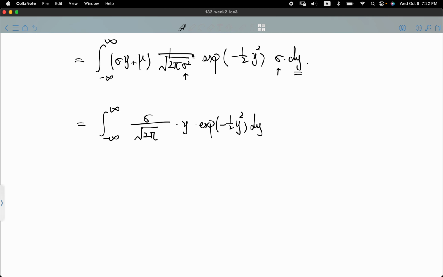So that's the first part. And then you also have an integral for mu over the square root of 2 pi from here, exp of negative 1/2 y squared dy. Okay, so now I'm going to use another result to simplify these two integrals. First of all, we're going to say that this y here is an odd function.